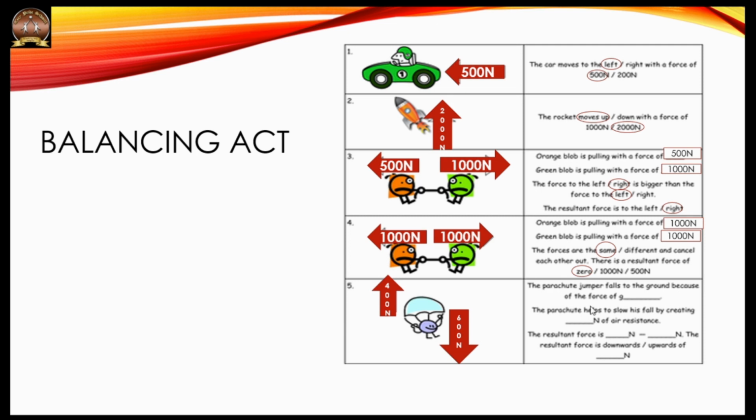The parachute jumper falls to the ground because of a force of 600 Newton. But the parachute helps to slow his fall by creating 400 Newton of air resistance. Therefore, the resultant force is 600 minus 400 Newton, and the resultant force would be downwards because the downward force is greater, and it would be of 200 Newton.